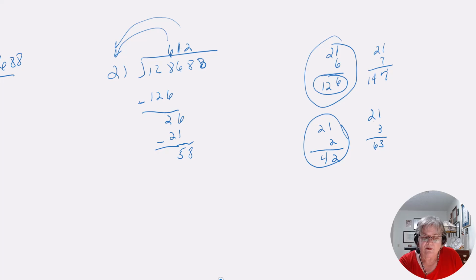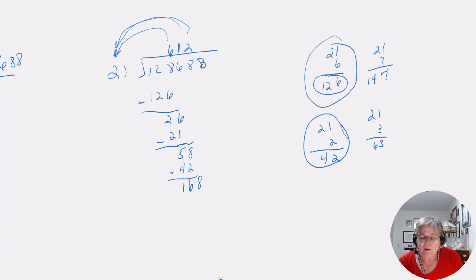So this is 2. 2 times 21 is 42, and we subtract. 8 minus 2 is 6. 5 minus 4 is 1. See how that's just under 21? So we guessed wisely. Okay, bring down the next column.